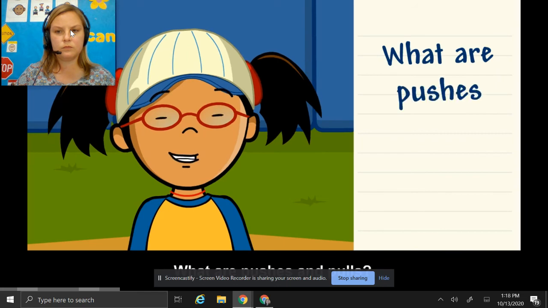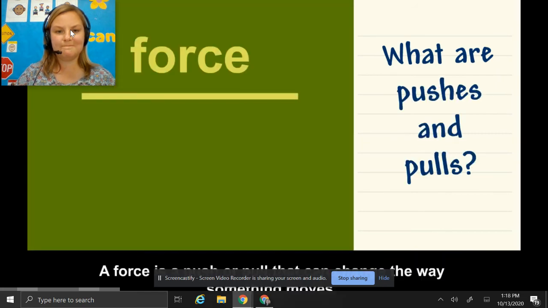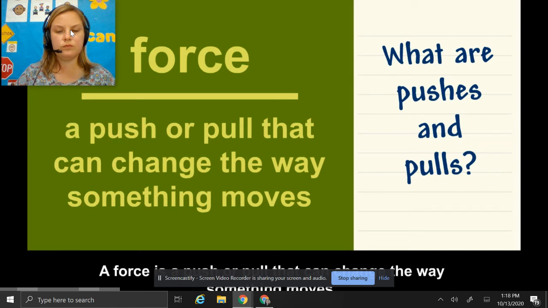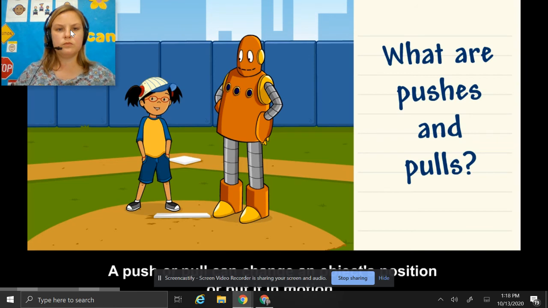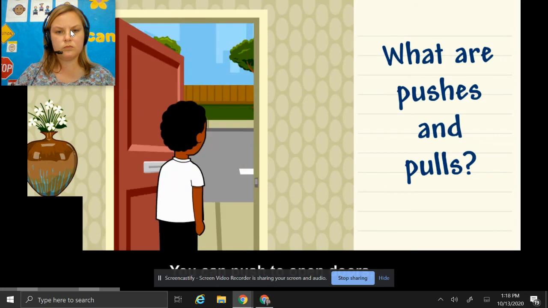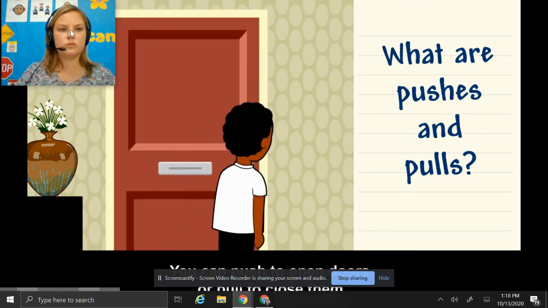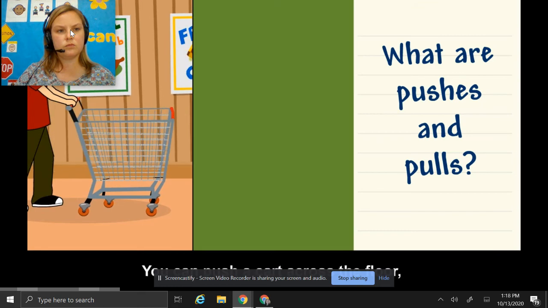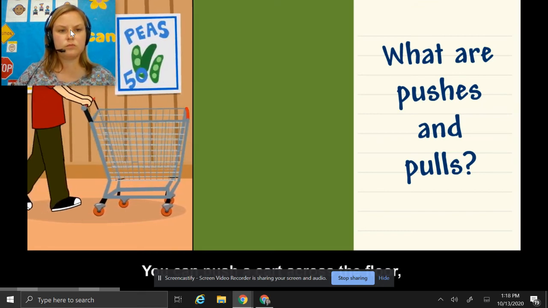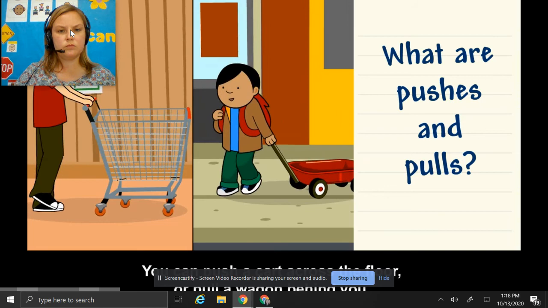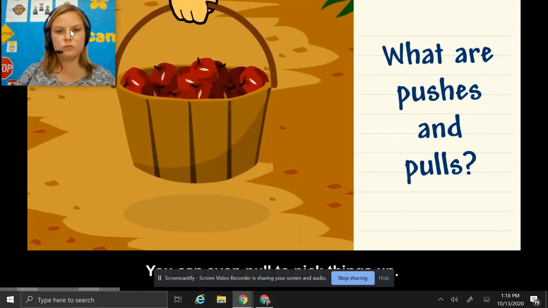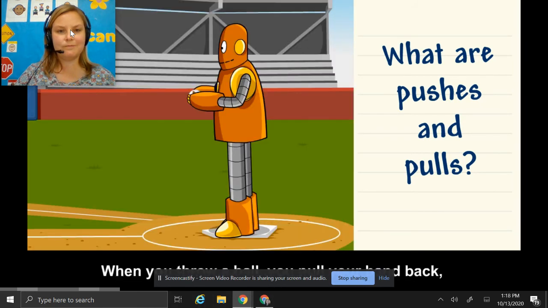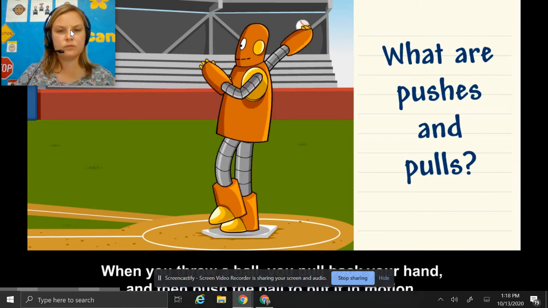What are pushes and pulls? A force is a push or pull that can change the way something moves. A push or pull can change an object's position or put it in motion. You can push to open doors or pull to close them. You can push a cart across the floor or pull a wagon behind you. You can even pull to pick things up. When you throw a ball, you pull your hand back and then push the ball to put it in motion.